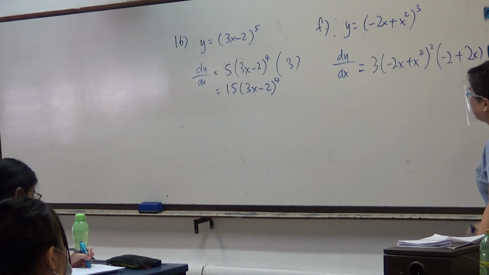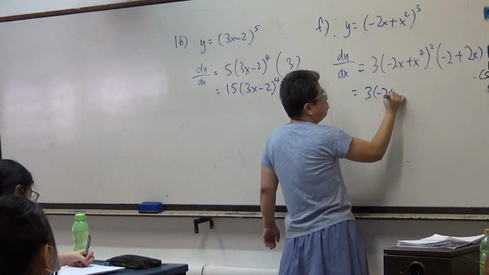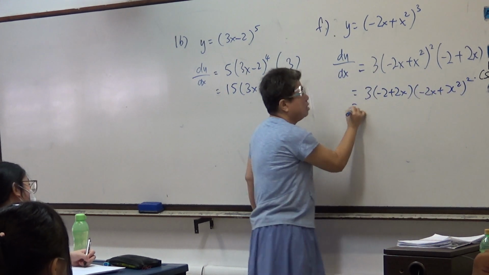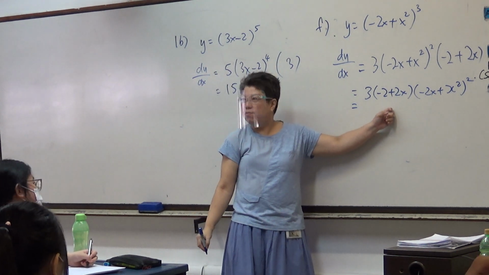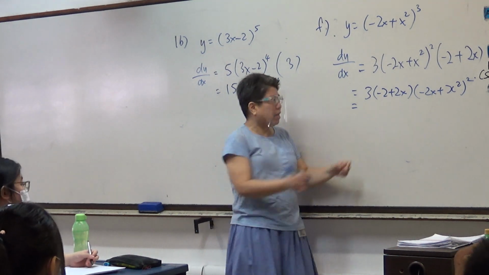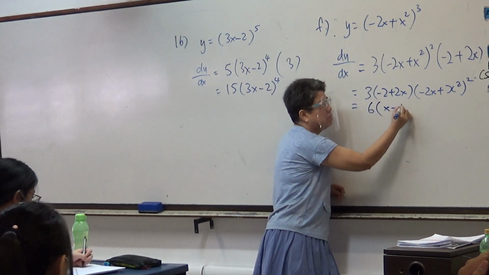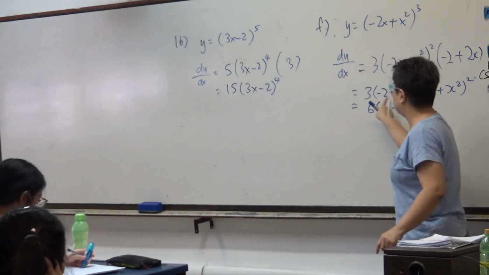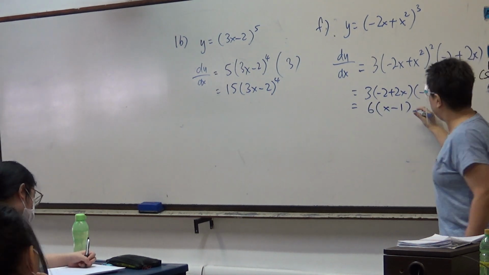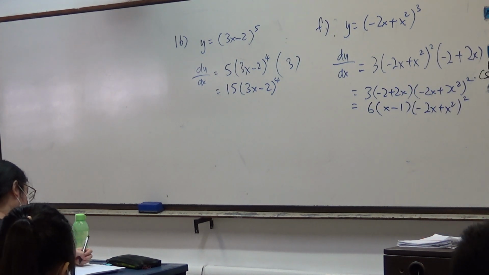I will have this: 3 plus 2x minus 2x plus x squared power 2. Now, I want to tell you, this one I can further simplify. I can then get a common factor of 2, can you see? If I take out a common factor of 2, what do I have? 6, right? Then I will have x minus 1, correct? I flip this so that it's nicer. 2x go inside, this one go here. Is that okay? Then I will have negative 2x plus x squared squared.